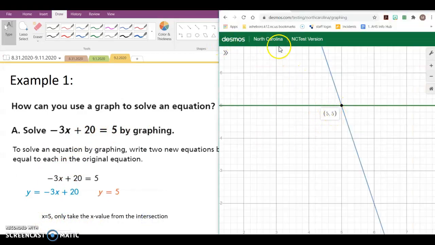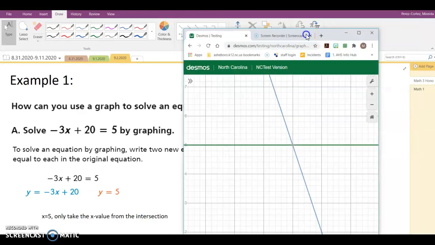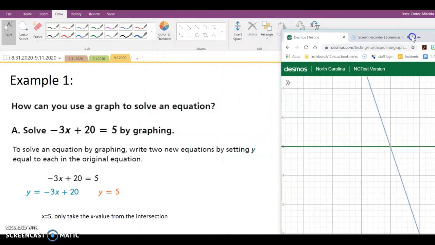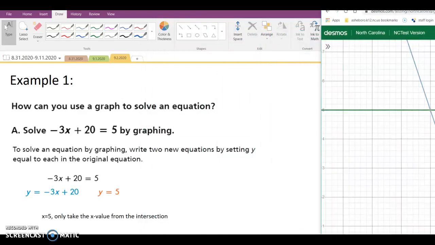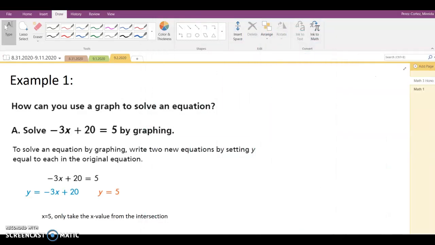Real quick, I'm going to show you how to make a split screen because that's what I'm going to be using. You take this window like this and you drag it to the left till it kind of clicks. Mine's not clicking because I have a different setting. Give me 1 second. Let me fix it.